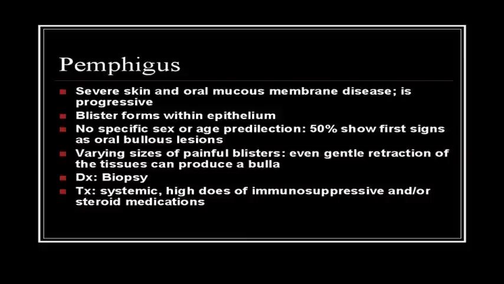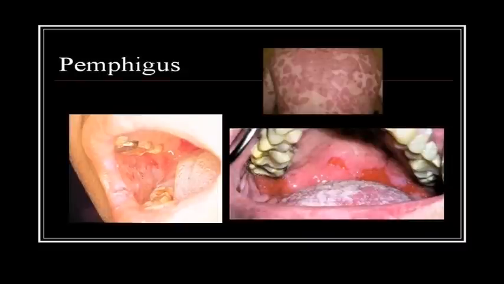Pemphigus is a severe skin condition that also has an oral mucous membrane component. It is progressive, painful, and complex. Blisters form within the epithelial layers. It has no specific sex or age predilections, and 50% of the clients show their first signs as oral blisters or bullous lesions. The lesions vary in size, and even gentle retraction of the tissues with a mirror can produce a blister. Diagnosis is made through biopsy and cellular examination. The treatment is systemic, high doses of immunosuppressive or steroid medications.